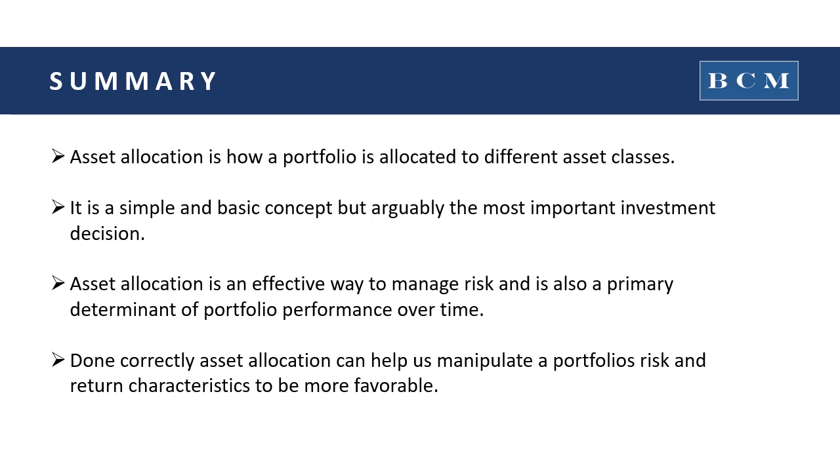All right, we went over a lot, so here is a quick summary. Asset allocation is how a portfolio is allocated to different types of investments or asset classes, such as stocks, bonds, real estate, and so forth. Asset allocation is a simple and basic concept, but it is also one of the most important investment decisions that we can make. That's because asset allocation is crucial to managing portfolio volatility or risk, and it is also a major determinant of long-term portfolio performance.